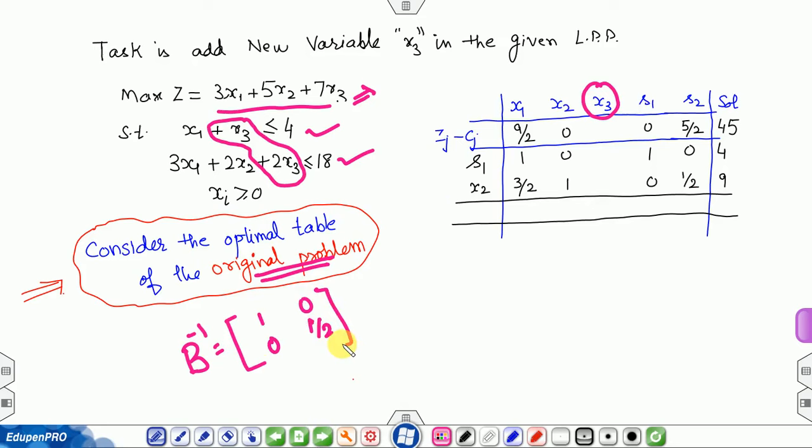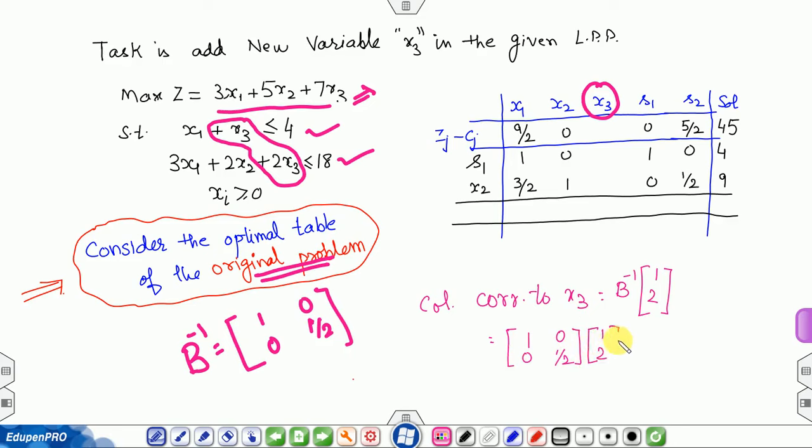Now the remaining things are very easy. You have to calculate the column value. What is the X3 column? You have to find the column corresponding to X3. This is B inverse, and the column corresponding to X3 is 1 2. The B inverse is 1 0 0 half, and this is 1 2. When you multiply them, this becomes 1, and this is 1 by 2 times 2, which is 1. So this value is 1 and 1.